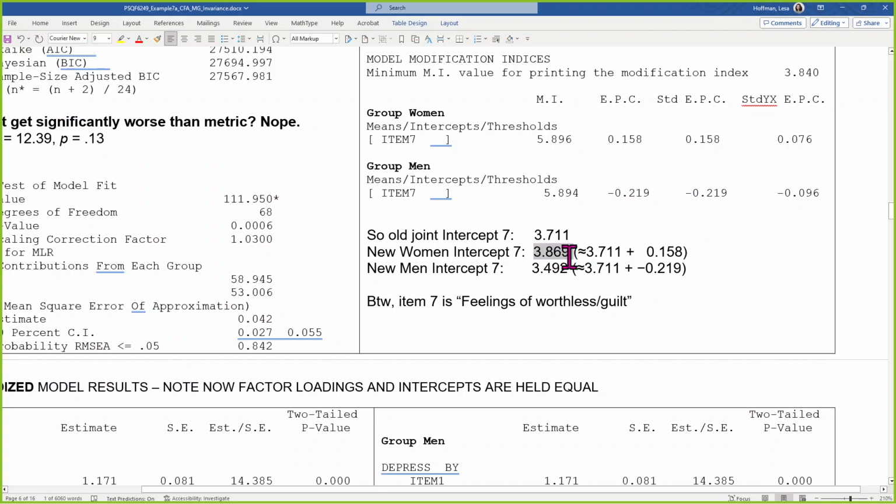So I did the math to figure out what the new implied intercepts would be. And this item, by the way, is feelings of worthlessness or guilt. So in this result, it says that after controlling for the latent trait, which is depression in this example, people who have a trait score of 0, even conditioning on those people, women have a higher predicted response than men by about 0.4. So conditional on a depression score of 0, women are more likely to give higher ratings of worthlessness and guilt.